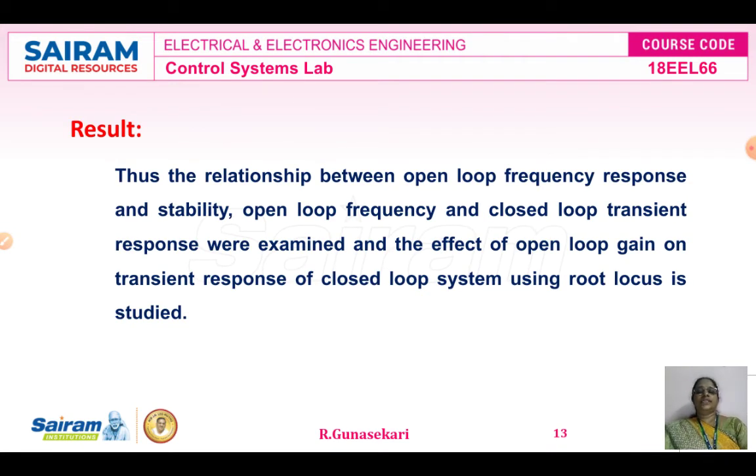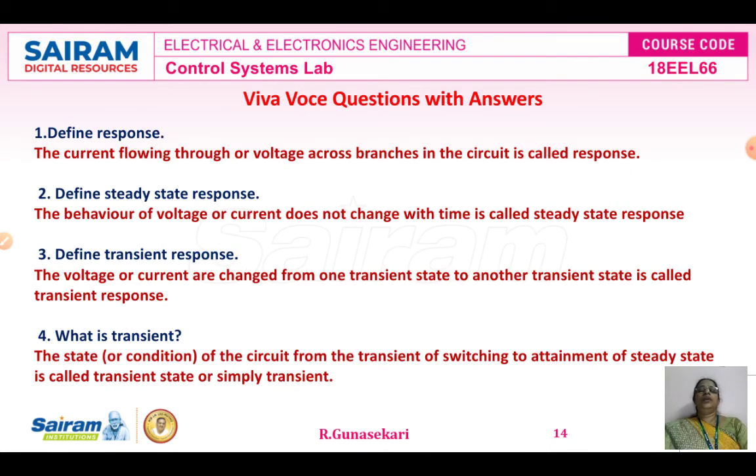Now the result. Thus the relationship between open loop frequency response and stability, and open loop frequency and closed loop transient response were examined, and the effect of open loop gain on the transient response of a closed loop system using root locus is studied. Then viva questions with answers. Some sample viva voce questions are given in this slide.